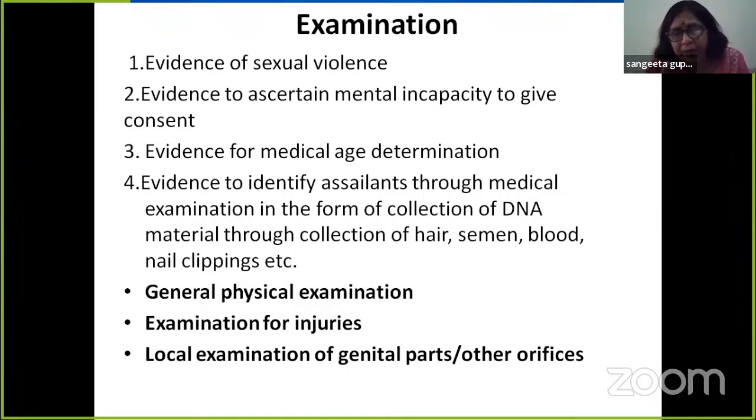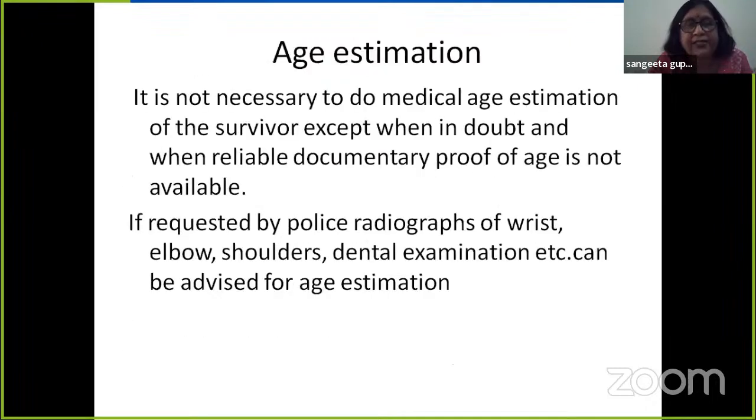This is very important. Whatever samples we are collecting, these samples are for the DNA estimation of the accused. So they can be in the form of hair, semen, blood, nail clippings, etc. Then there has to be a general physical examination, examination for injuries, and local examination. Now, age estimation is not necessary if we are sure what the age is, but can be done, or has to be done, when the police requisition is there.